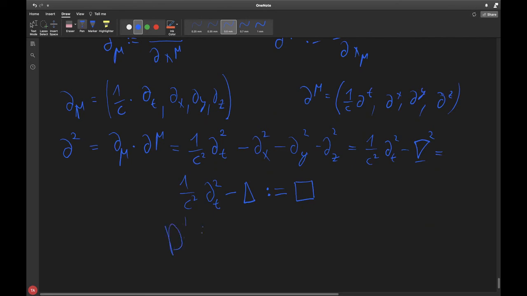D'Alembert operator. Also sometimes it's called the box operator. So the box operator, the D'Alembert operator, is the derivative by the time component minus the second derivative of the spatial components.